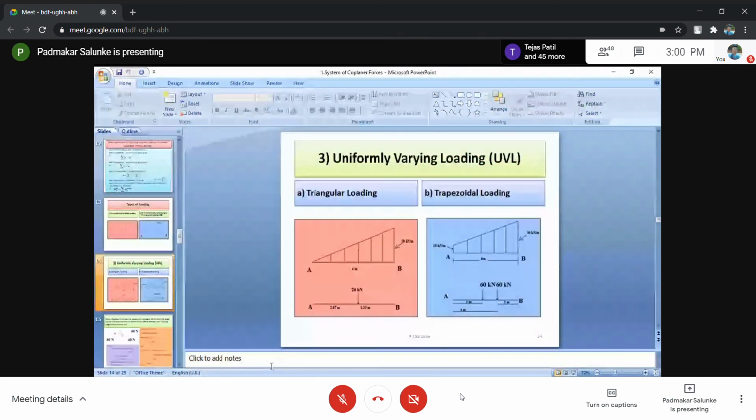Third one is uniformly varying load. Uniformly varying load is divided into two parts. One is called a triangular load. Second one is called a trapezoidal load. In case of rectangular load, the intensity of the load throughout the length remains constant. Whereas in case of varying load, the intensity of the load doesn't remain constant. At one end it may be zero, at the other end it may be maximum. Or in case of trapezoidal, what happens? At one end some amount is available, whereas at the other end some different amount is available.